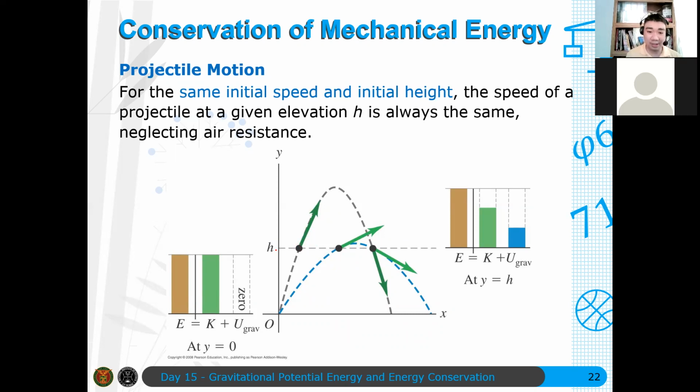So at any given height, the speed of this particular projectile is the same. And even pagpunta pataas at pagbalik pababa, parehas ang speed. Iba lang ang direction. Okay? We will have an example later showing this particular property of the speed of a particle in projectile motion because sa projectile, ang nag-act lang na force ay gravity.